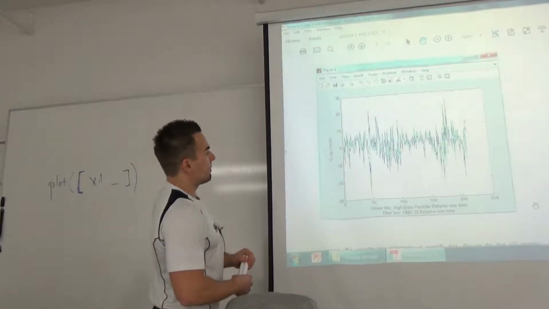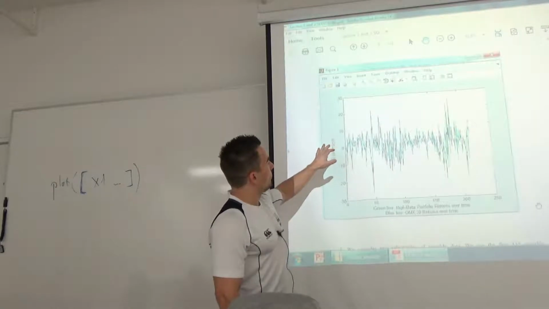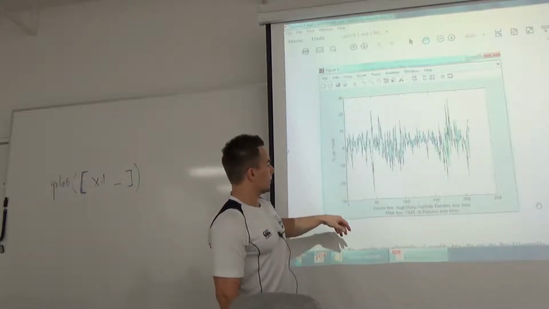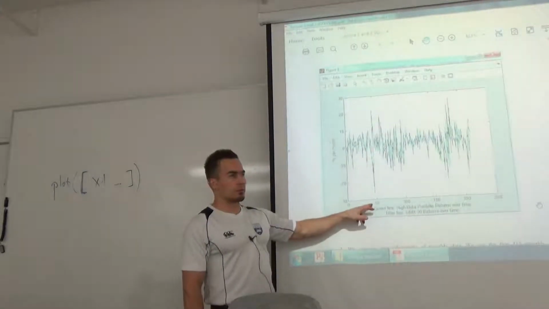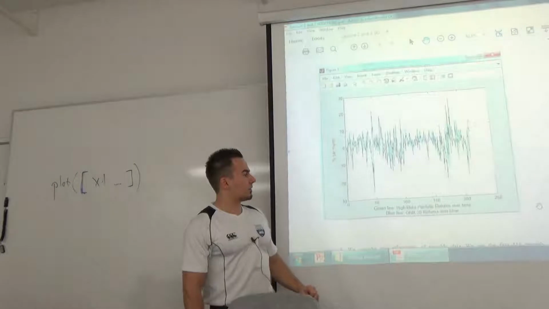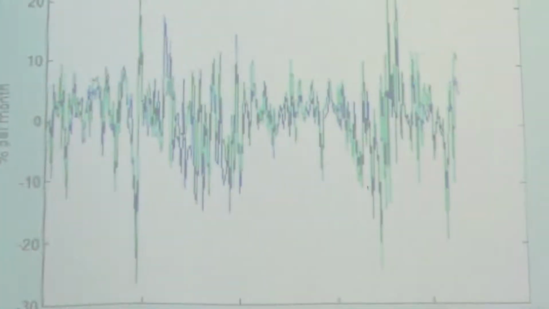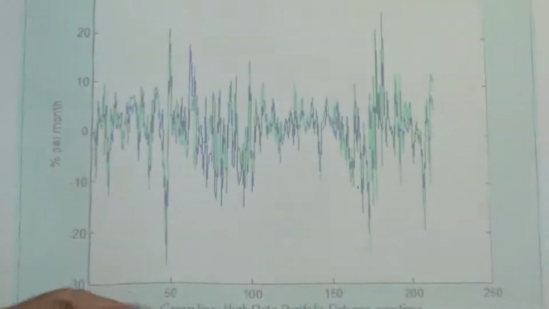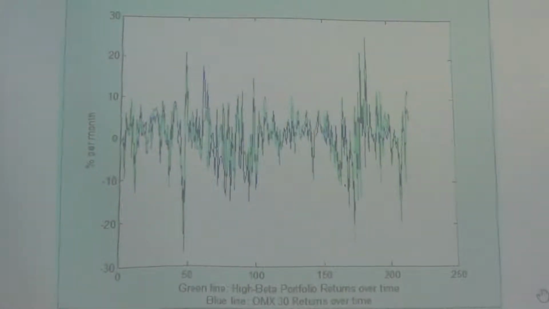Here it is a little bit fuzzy, right? The blue line is the OMX 30, and the green line, it says here in the description, is the high beta portfolio. So what you see already, if you just stare at it, is that the volatility of this high beta portfolio is higher than the volatility of the OMX 30. The time series looks more erratic, right?